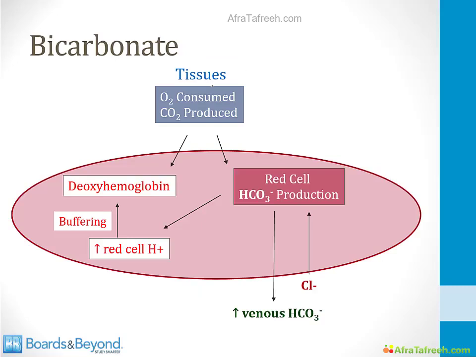So once again, here's the big picture of what's going on. We've got tissues where oxygen is being consumed and carbon dioxide is being produced. The carbon dioxide diffuses into red cells, which converts it into bicarb, and then the bicarb goes out into the venous blood in exchange for chloride. Metabolism by cells in our tissues also makes lots of deoxyhemoglobin because the oxygen is consumed, and that deoxyhemoglobin is a buffer for red cell protons, and that prevents the pH from dropping.